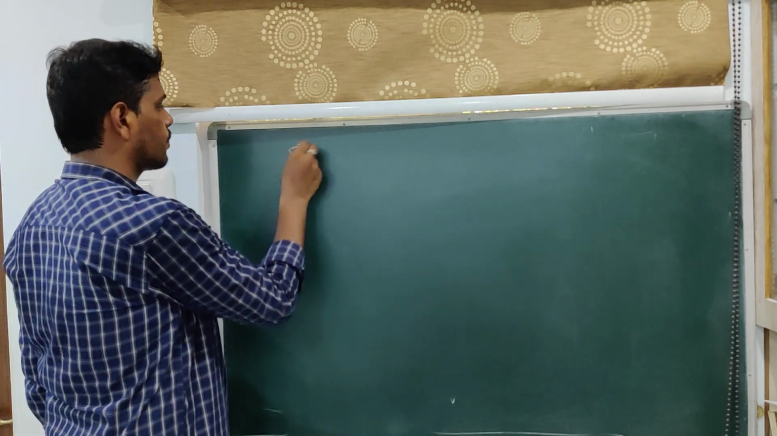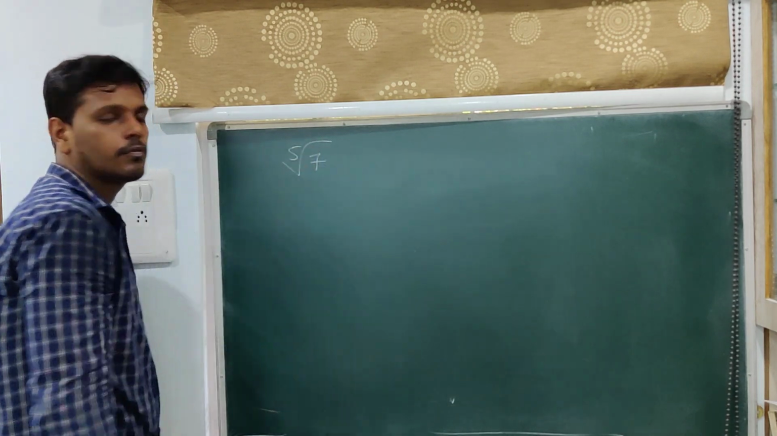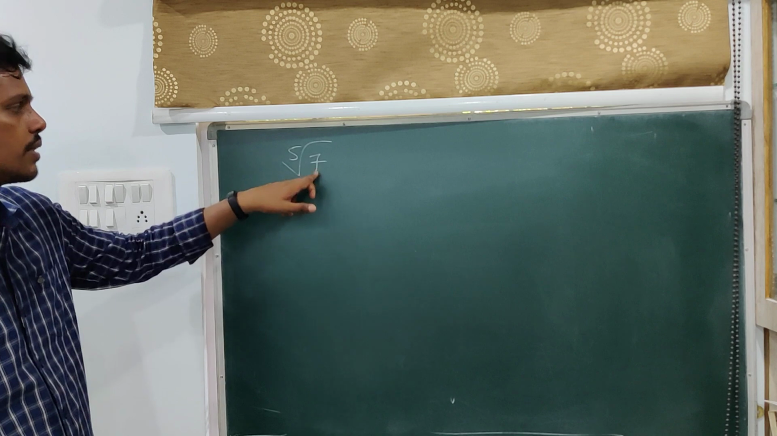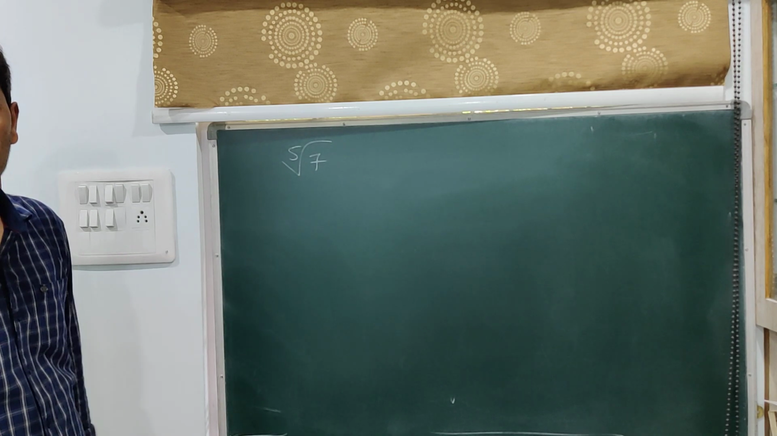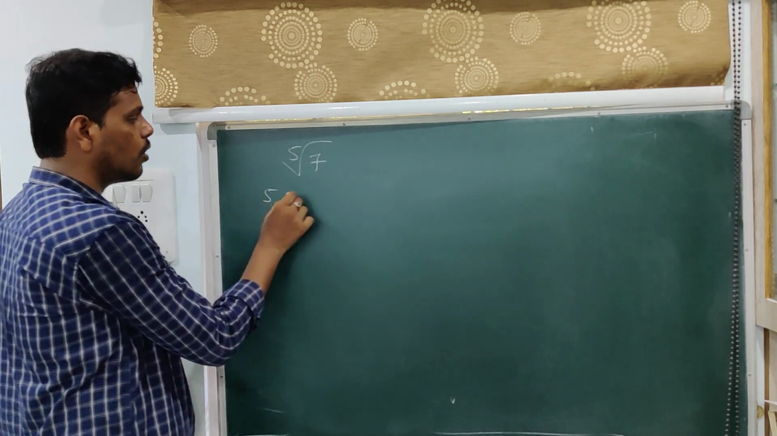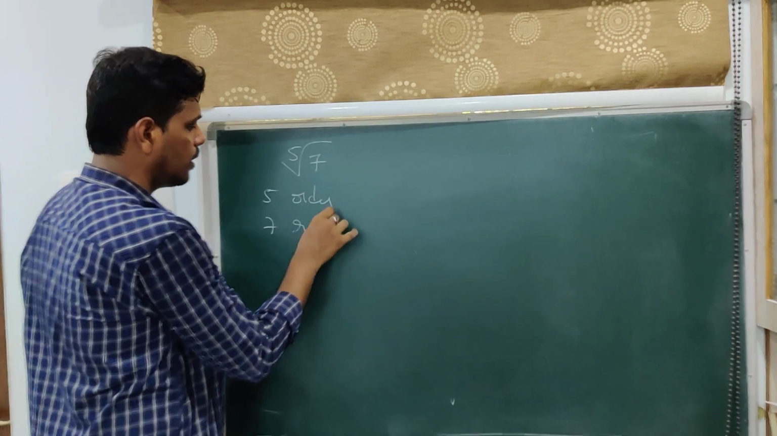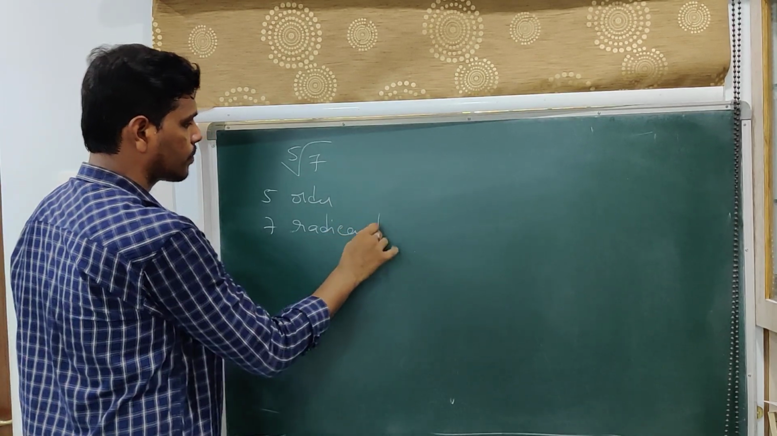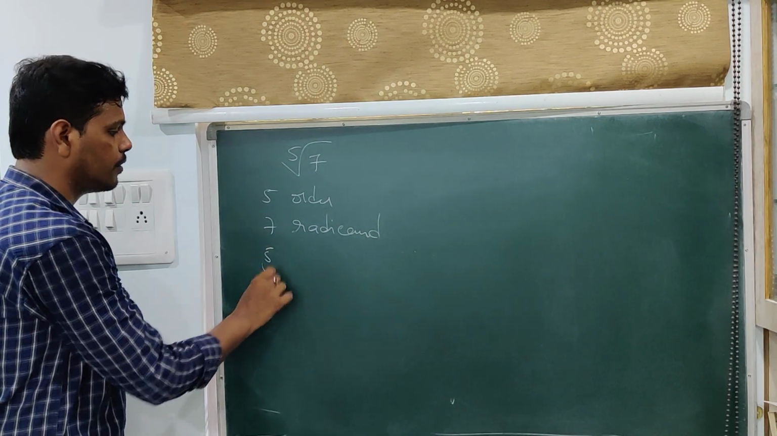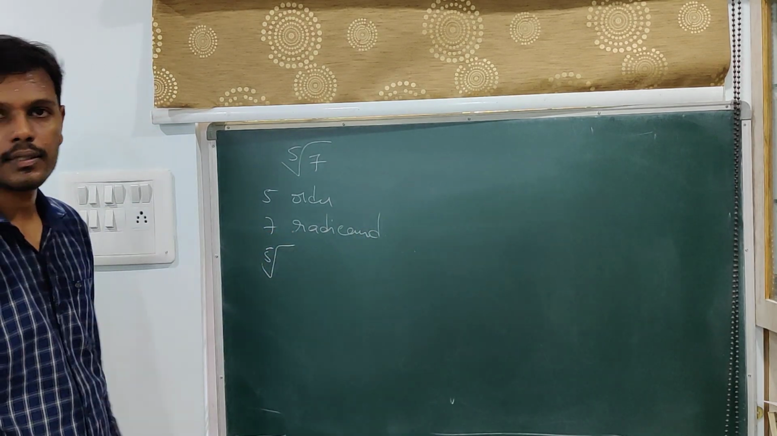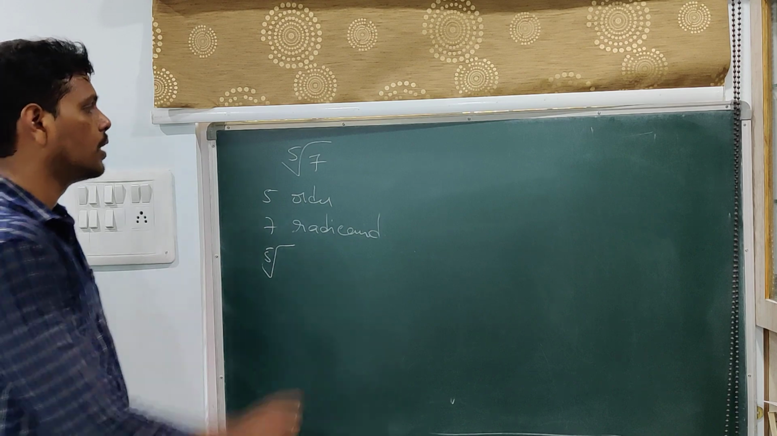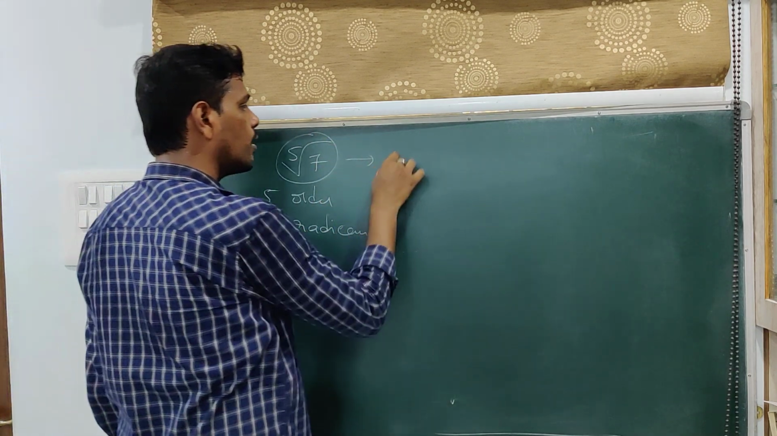So suppose, say, the fifth root of 7. The fifth root of 7 is clearly a surd because 7 cannot be written as any number to the power of 5. Now here 5 is the order of the surd, 7 is your radicand, and the fifth root is your radical sign. So this is what we have discussed. Now this form of writing is called radical form.